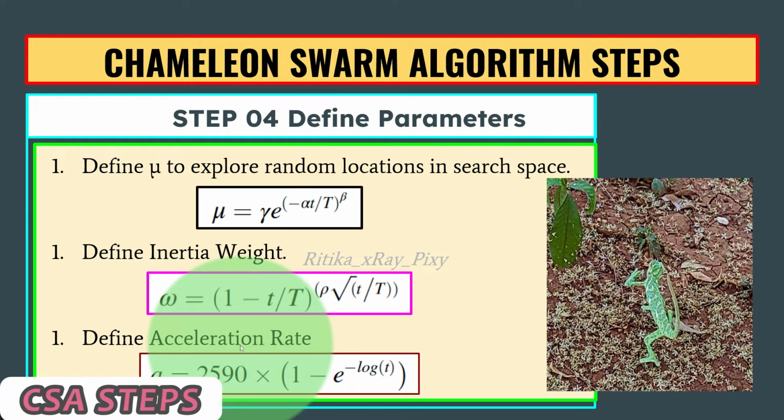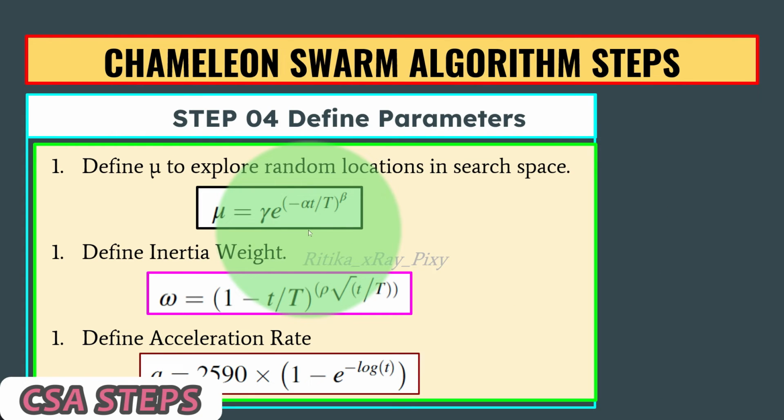For more detail, you can check the main research paper where everything is discussed in more detail. We will discuss the different steps they are using, the mathematical models, how they simulated the chameleon's strategies in this algorithm to find out the optimal solution. For more details like the value for gamma, value for beta and others, you can go through the research paper.